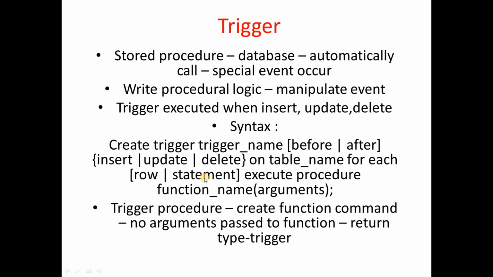So look at here, execute procedure, we tell that function. That function carried out the overall procedural logic. By using that procedural logic, this trigger will be working, and that particular procedure is known as a stored procedure, or trigger procedure, which is simply written by using a create function statement. To that function we cannot pass any argument, and the return type is compulsory as a trigger.